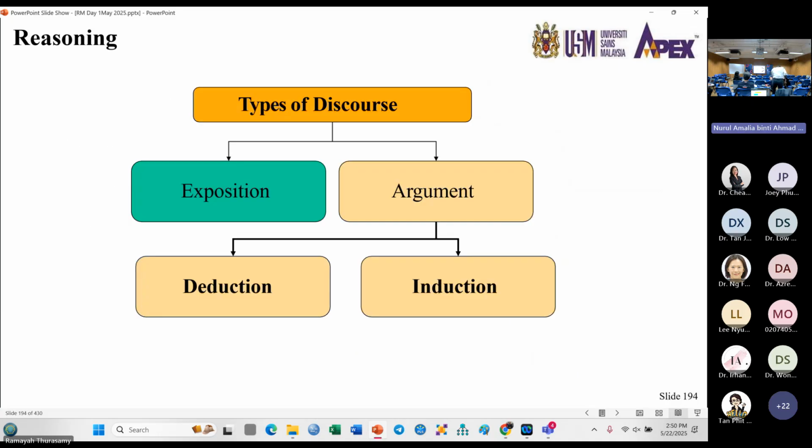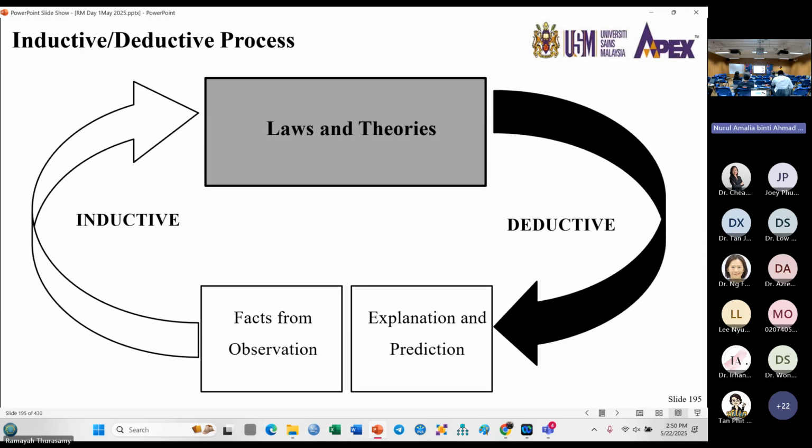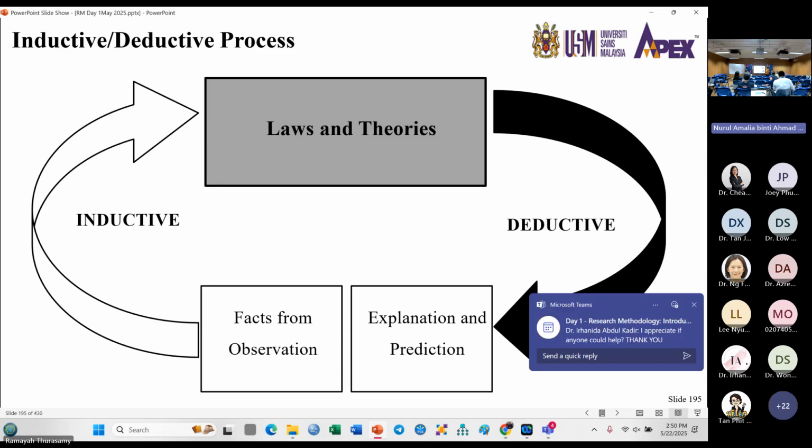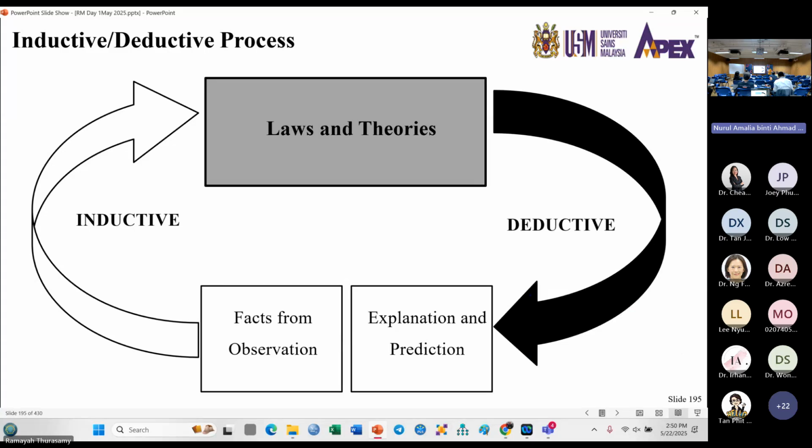Okay, so we have this deductive and inductive process, right? For those who are doing deductive modeling, right?